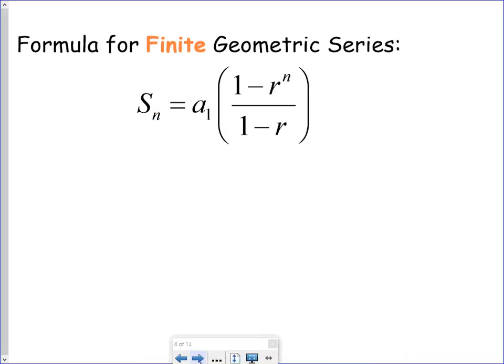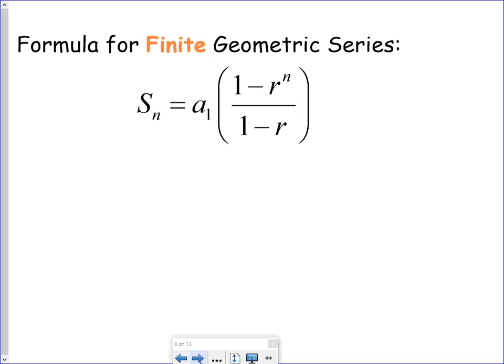Okay, moving right along, so we've kind of talked about sequences. Now we get to the piece where we're going to talk about series, and we're going to talk about 2 types of geometric series. So this is the formula for the finite geometric series: S sub n equals a sub 1 times 1 minus r to the n, divided by 1 minus r.